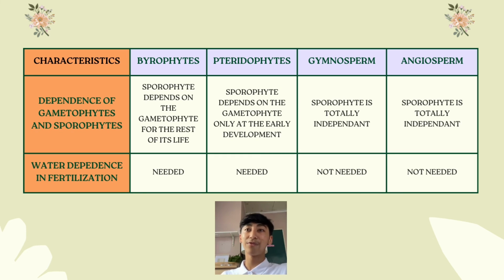Okay, the fourth characteristic is water dependence in fertilization. For bryophytes and pteridophytes, water is needed for fertilization. It is because in bryophytes, the flagellated sperm needs water to swim to the archegonia, which holds the female gamete, and for pteridophytes, water is needed for the flagellated sperm to swim to the egg cell. It is different for gymnosperms and angiosperms. Because they can already produce seeds, water is not needed for their fertilization.